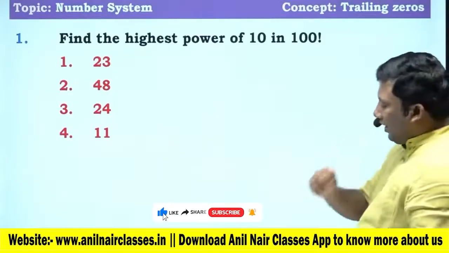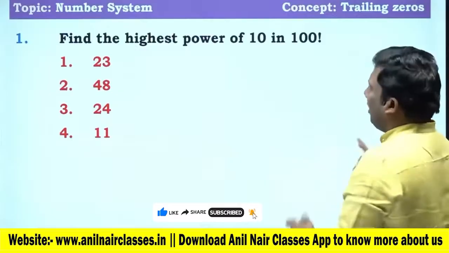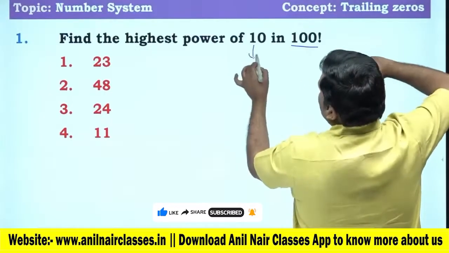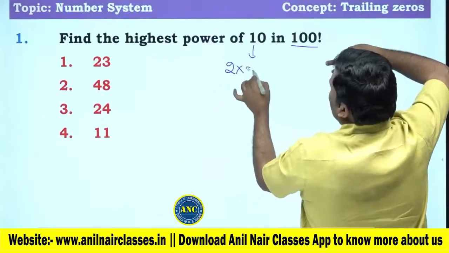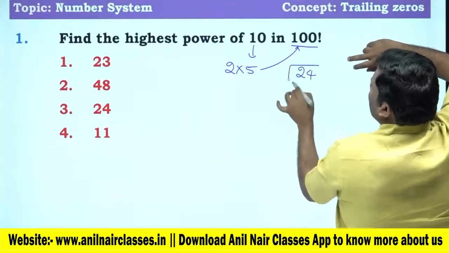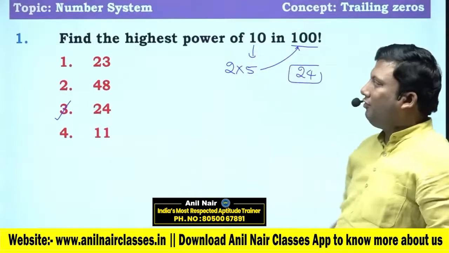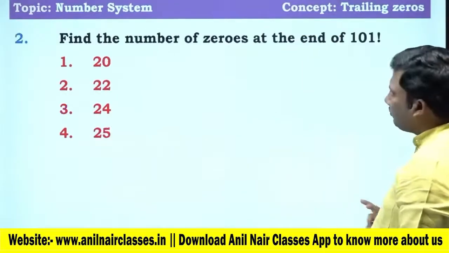First question. Find the highest power of 10 in 100 factorial. 10 is a composite number. It is 2 into 5. It is 5, already we did. Answer is 24. First one, answer is 24. Already we did this question.